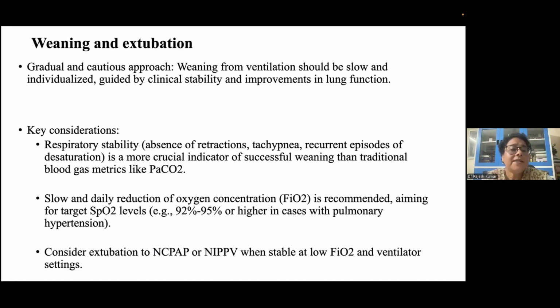So if these are absent, then we can think about respiratory stability and come down on the pressures as well as FiO2 slowly. The FiO2 should be brought down to maintain at least a saturation of 92 to 95%, because there is associated pulmonary hypertension. So we do not want to come down too much. And once the baby is stable on a low FiO2, then we can plan for extubation to nasal CPAP or NIPPV.